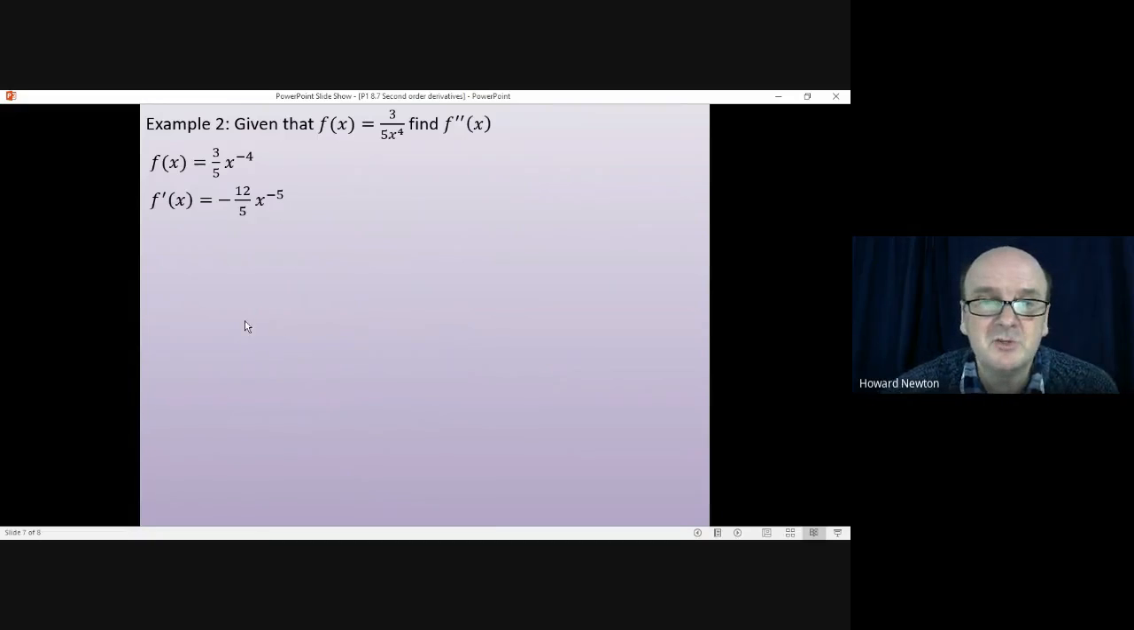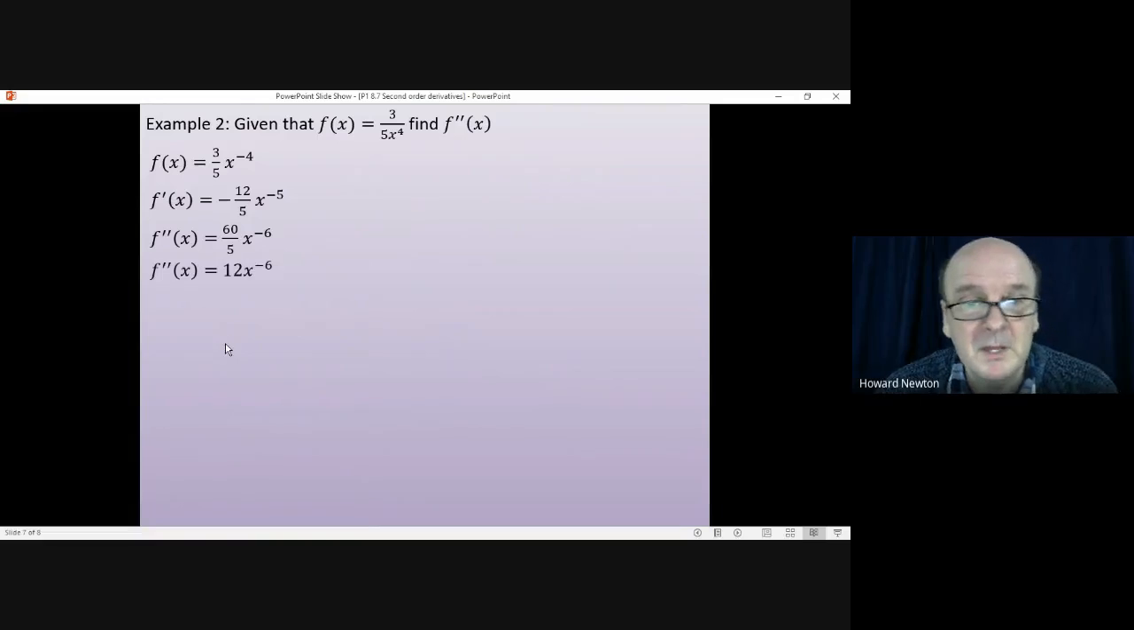That's the first differential. To get the second differential, I just differentiate it again. So minus 5 times by minus 12 over 5 gives me 60 over 5. The power goes down by 1 to minus 6. 60 divided by 5 is 12. So that is 12x to the power of minus 6.